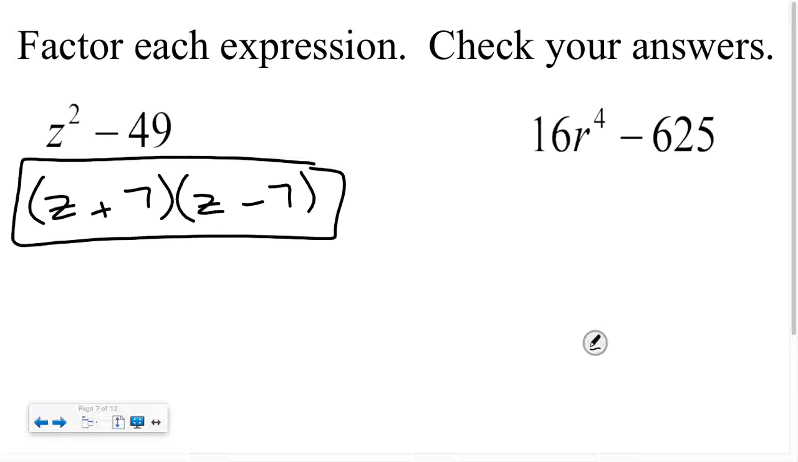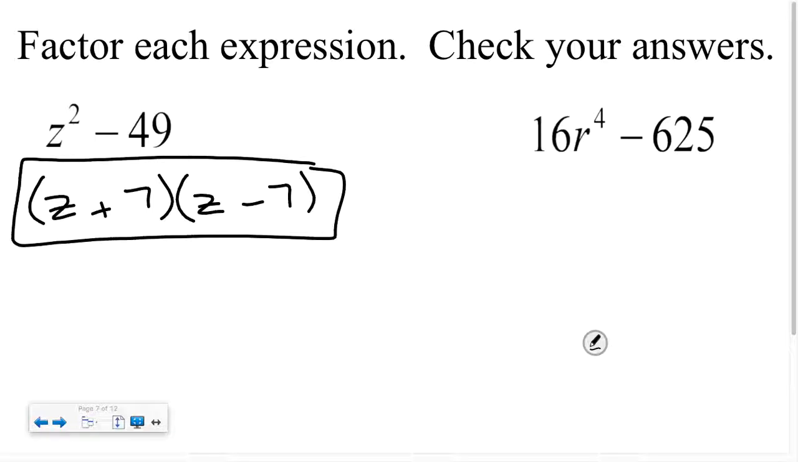D. 16r to the 4th minus 625. GCF there? Probably not, because 2 won't go into 625, and 5's not going to go into 16. Wait, stop. Hammer time. There you go. Okay, so there's no GCF.